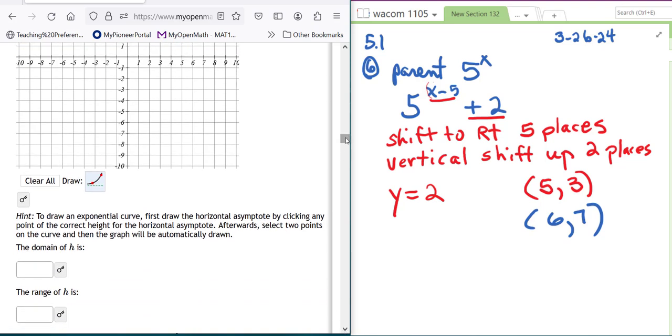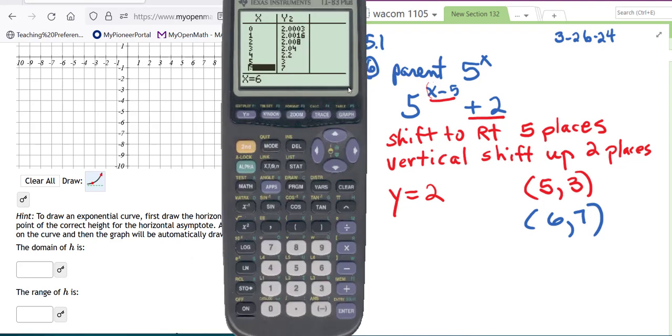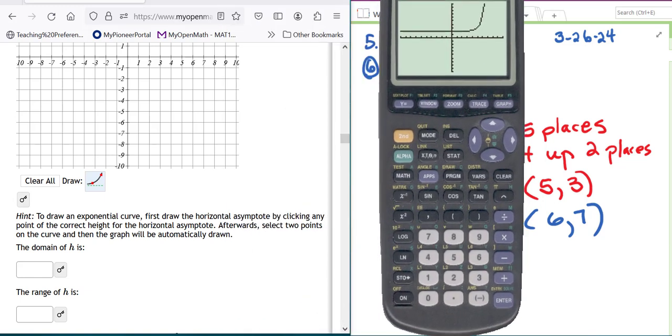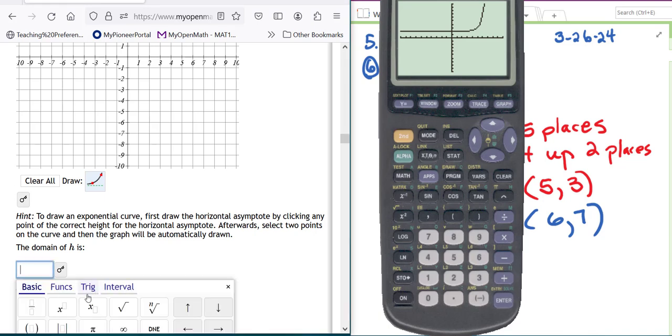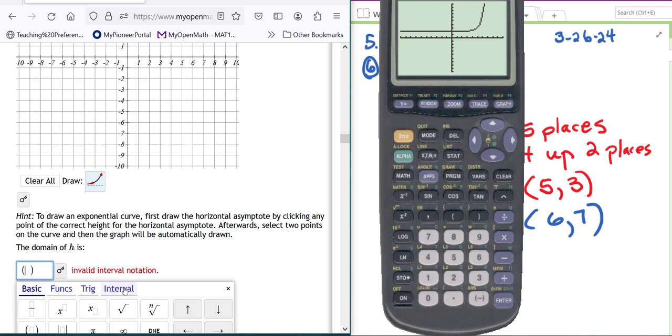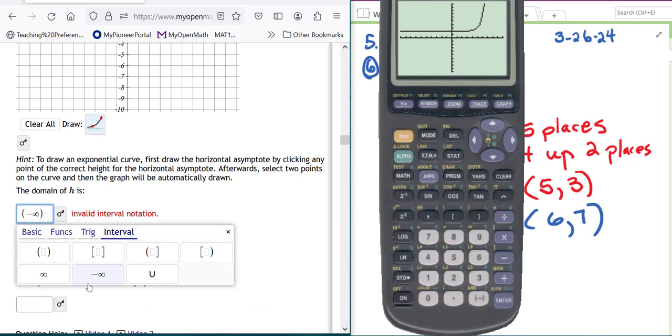All right. Domain of H. We'll pull the calculator back up so we can see it. It is going to be from negative infinity to infinity. And we'll do negative infinity, comma, infinity. Hopefully I did a comma. I did not do a comma.